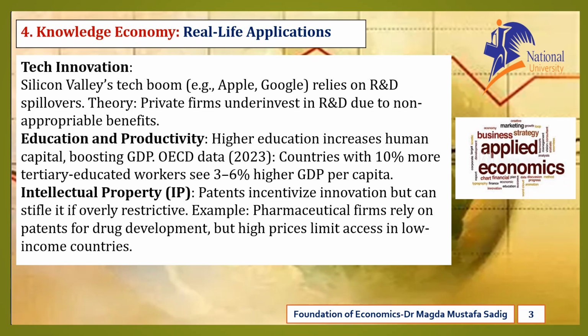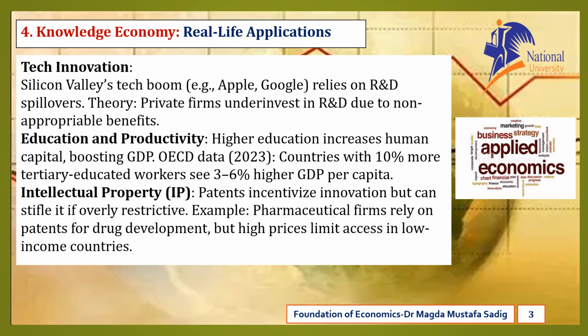Now let us dive into how the knowledge economy plays out in real life, explained simply for you with a focus on the examples and concepts that we are going to mention. Tech innovation. Silicon Valley's tech boom. What's happening? Companies like Apple and Google in Silicon Valley invest heavily in research and development to create new technologies like iPhones or search algorithms.